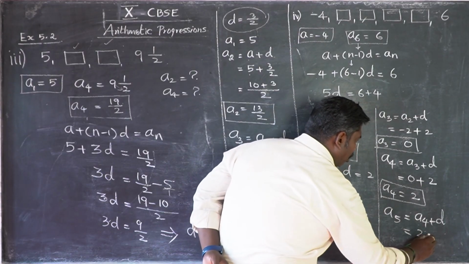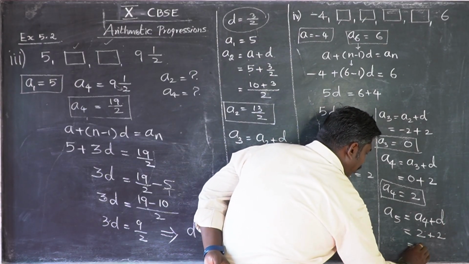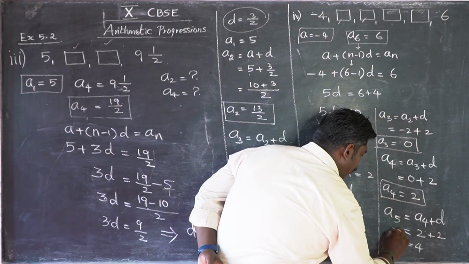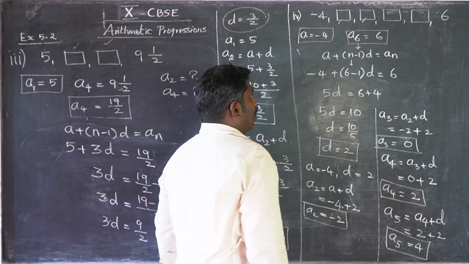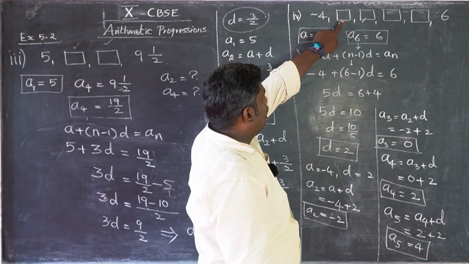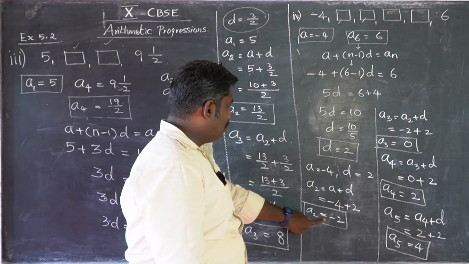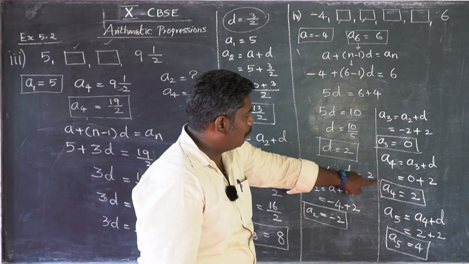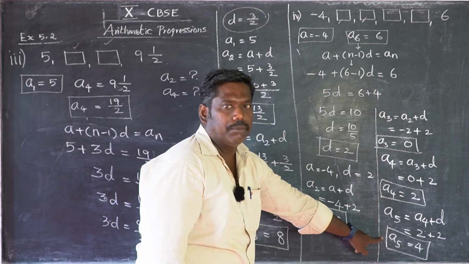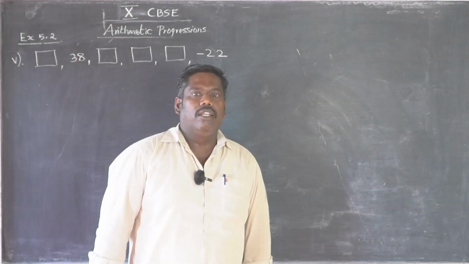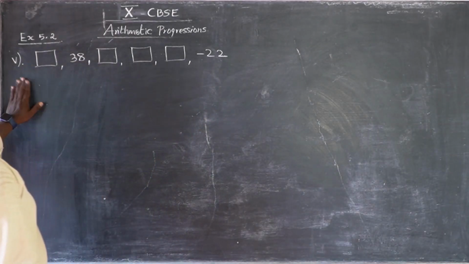Fourth term is 2, common difference is also 2. 2 plus 2, 4. So there are 4 missing terms: second term, third term, fourth term and fifth term. Second term is minus 2, then third term, fourth term and fifth term. Okay. Next question. Subdivision 5.